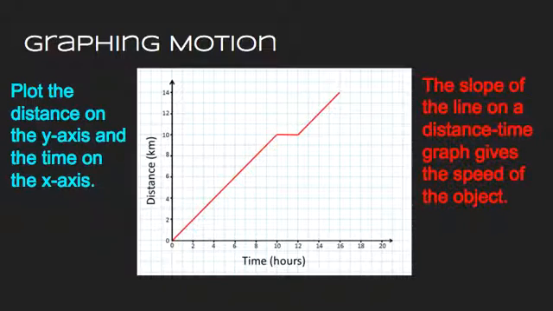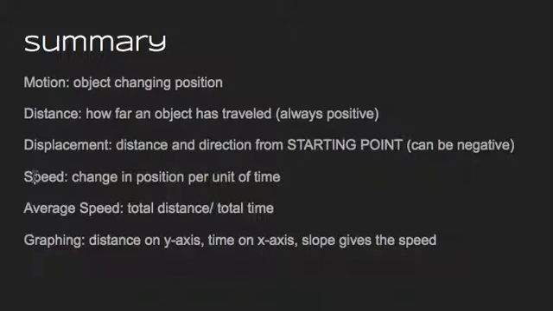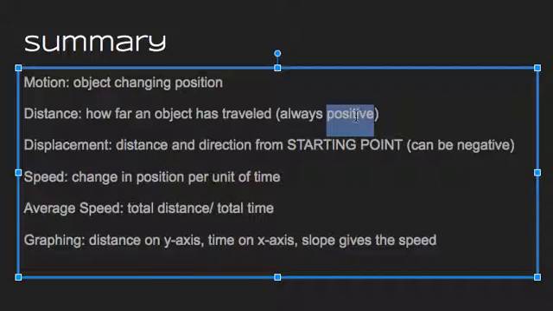And then let's just do a quick summary of everything that we have learned. So we've got motion is an object changing position compared to a reference point. Distance is how far an object has traveled, and that's always a positive number. Displacement, though, is distance and direction, and that can actually be a negative number if you go backwards past where you started from.